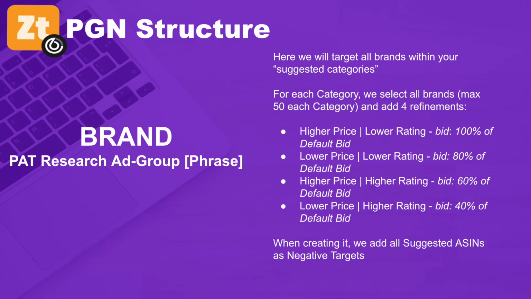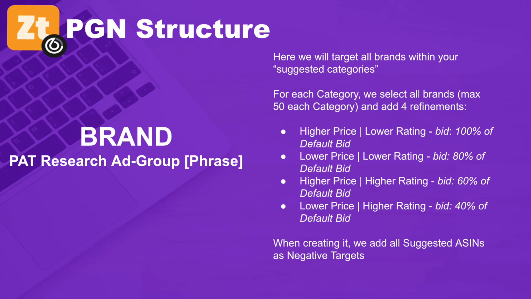Within each of those categories we identify the top 50 brands of your competitors, and for each brand we go about segmenting their catalog in 4 different ways. So we will bid on brands, but refined by higher price, lower rating. This is the highest likelihood of conversion because you're bidding on items that are more expensive but have lower ratings than yours. So we will use 100% of default bid as we have the highest likelihood of conversion. Then we will bid on lower price, lower rating, so we filter the brand by lower prices and lower rating. This has a lower likelihood of conversion, so we're going to use 80% of your default bid.